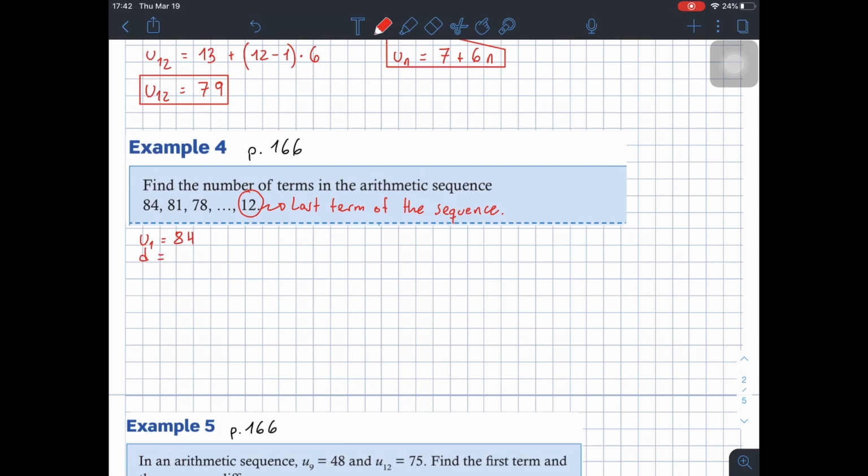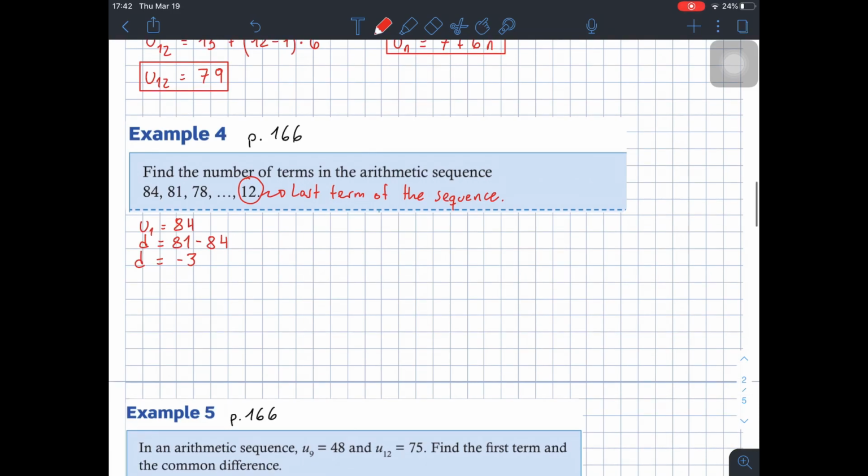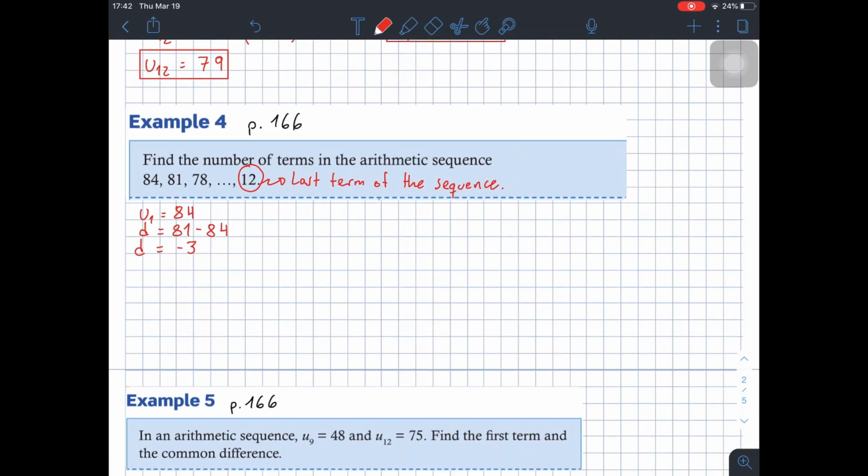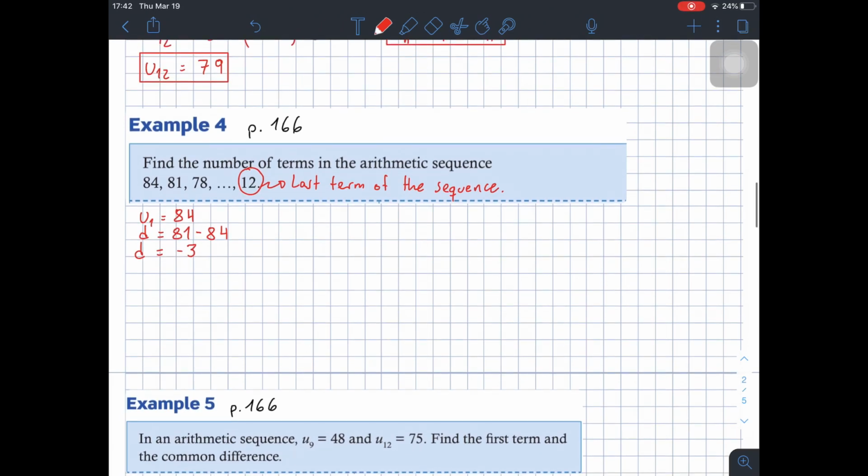would be 81 minus 84. Remember, always the second term minus the previous term, okay? So this gives us a common difference of negative 3. That means that the sequence is decreasing, which actually is. So once we have u1 and d, the problem is almost already solved.